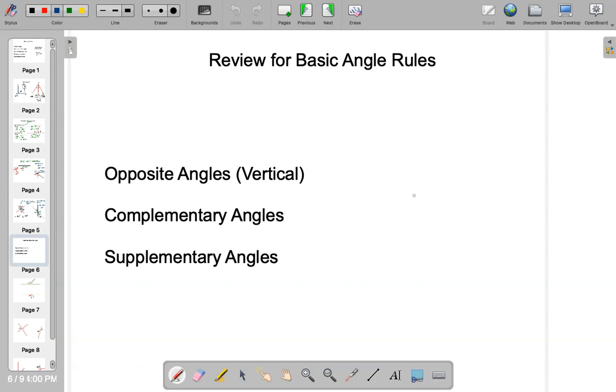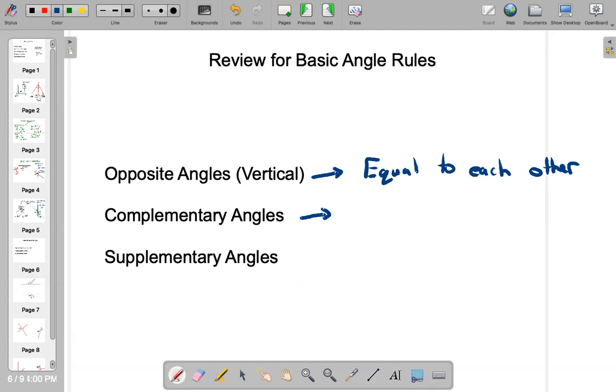So the major vocabulary we covered were opposite angles, and we also called them vertical angles, which are always equal to each other. And it is a nice shortcut to see a way to find those intersections, how the angles across the intersection are equal to each other.